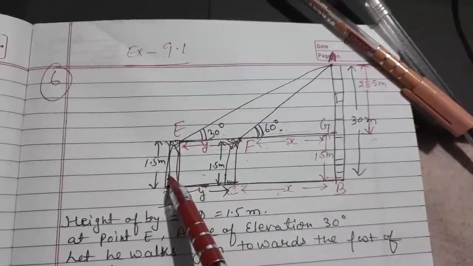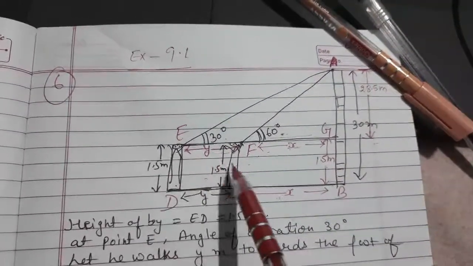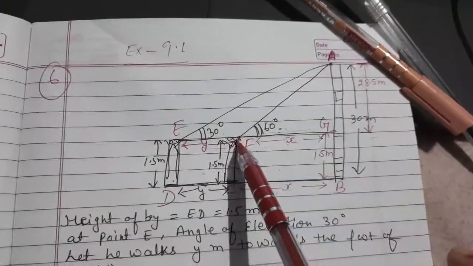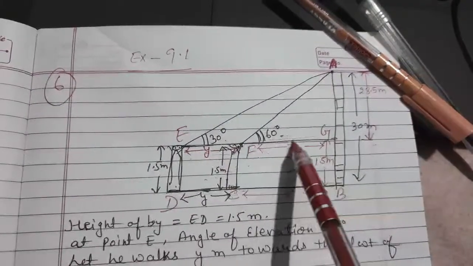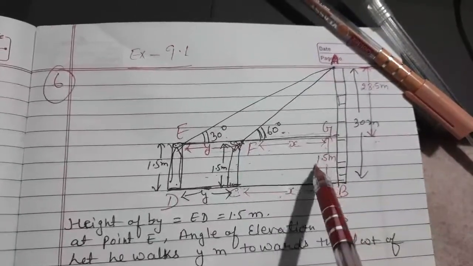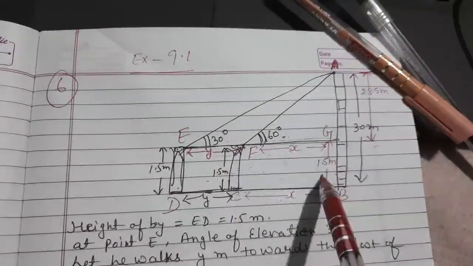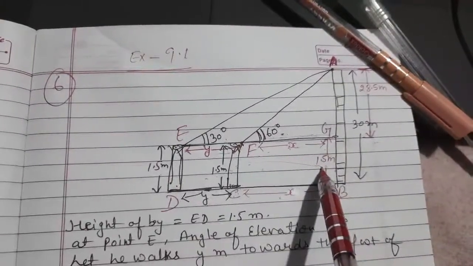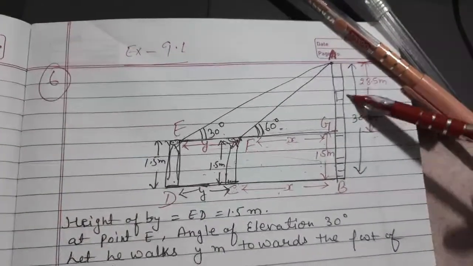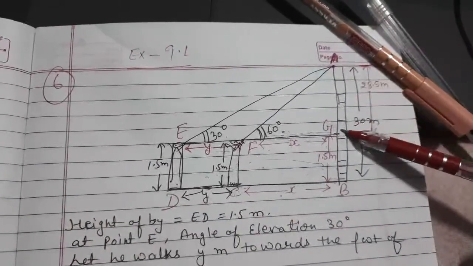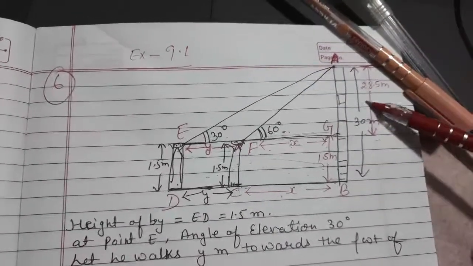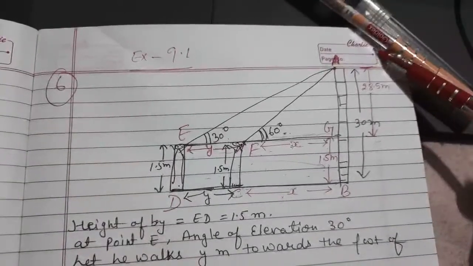Okay, now this height is 1.5 meter. So this line and this line, he is moving parallelly, so it will be 1.5 meter. Now we are drawing a straight line. The height of GB point will be 1.5 meter because all these lines are parallel to each other as he is moving straight. Now the height of AG point remains 30 minus 1.5, so it will be 28.5 meter.